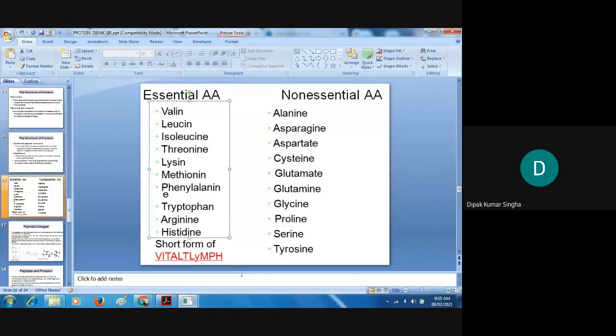Vital TLYMPH, that is the code for essential amino acid. So what is essential and what is non-essential, there is some confusion, শুধু একটাই great difference, essential amino acid is not synthesized in our body, which is coming from the diet, and non-essential amino acid is synthesized in our body.